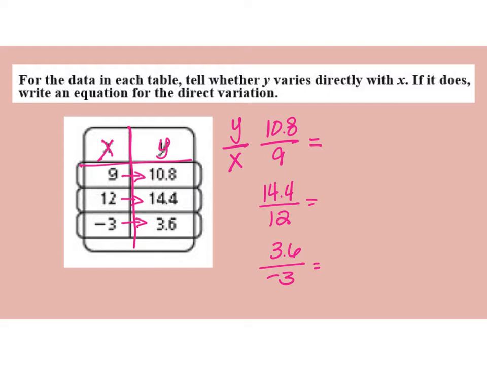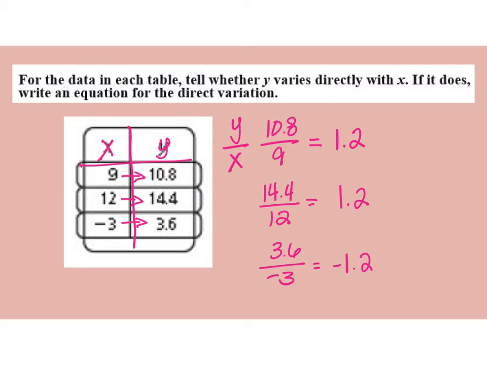Now, at this point, I don't care what calculator you use. You can use the one on your phone, you can use Desmos. If you have a laptop or Chromebook, they all have built-in calculators. I want you to divide 10.8 by 9. I believe it's 1.2. We're going to do the same thing with 14.4 divided by 12. Should be 1.2 as well. But the last one, if you notice, it's 1.2, but it's negative.